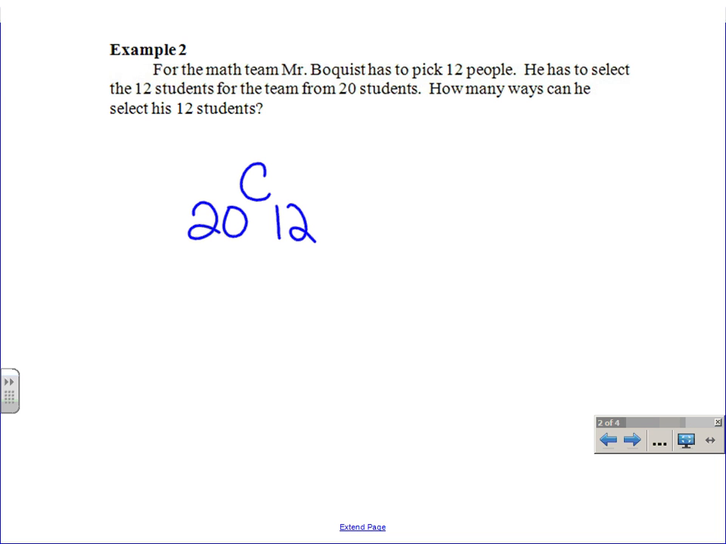The reason it is a combination is because of the way I said it. I said I'm just going to choose 12. They make up my team. Does it matter if I go player 1, player 2, player 3, or player 1, player 2, player 3? No, it does not matter. I still have my team. You could look at it this way: there's no intrinsic value placed on when I pick you. So do 20 choose 12, and tell me how many ways I can pick my team.